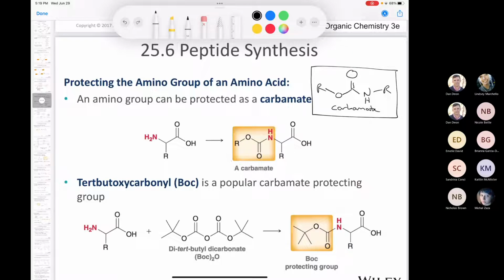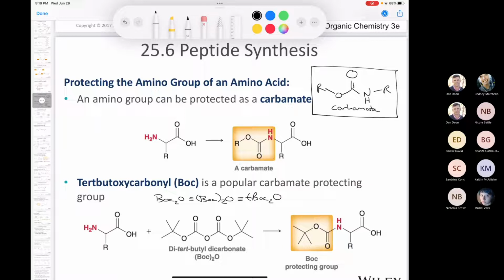So again, tert-butoxycarbonyl, or BOC, is a popular carbamate protecting group. We can use Boc2O the way that I had it written. If you just write Boc2O, that's the same thing as writing (Boc)2O. Some people write tBoc2O. There are all kinds of different ways that it's written.